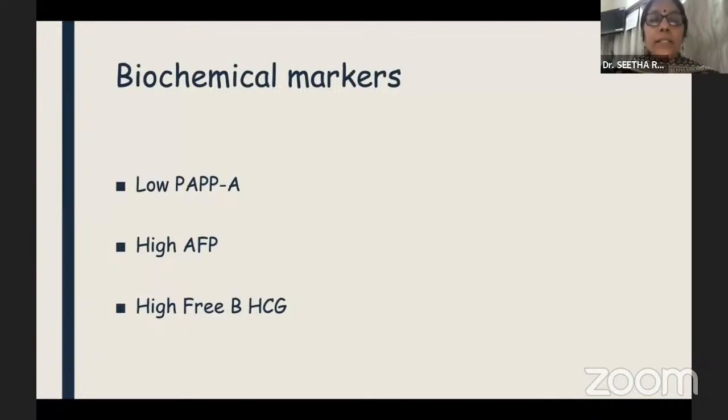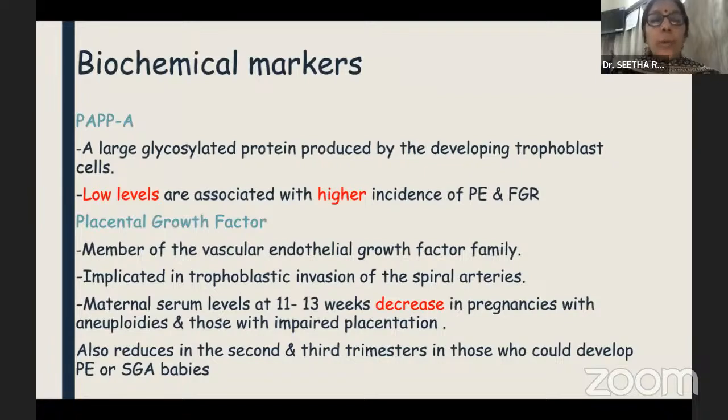So biochemical markers are basically, as I said, low PAPP-A, high AFP, high free beta-HCG. We all know PAPP-A is a large glycosylated protein, and placental growth factor is actually a vascular endothelial factor.